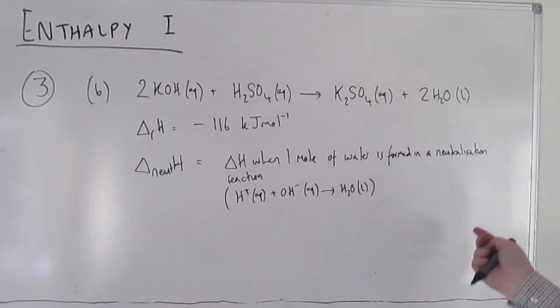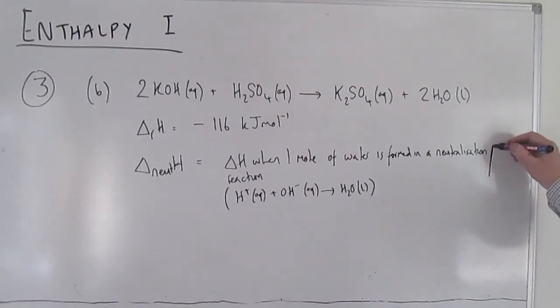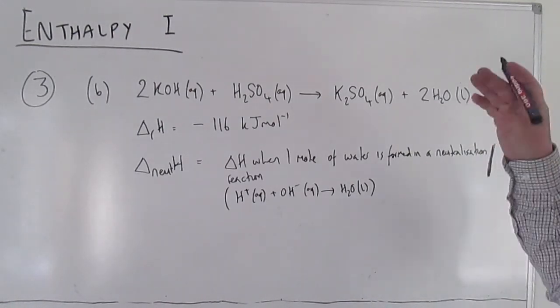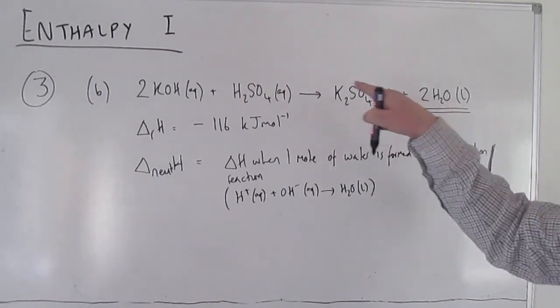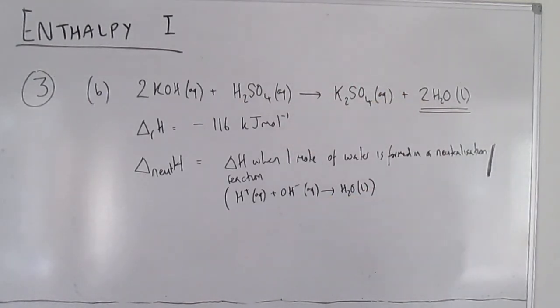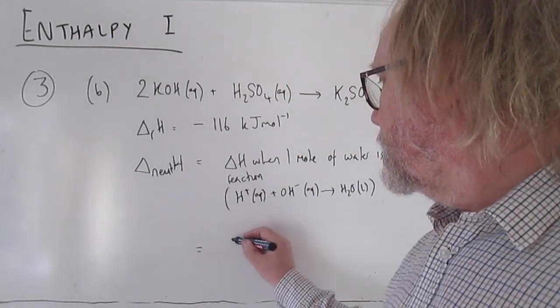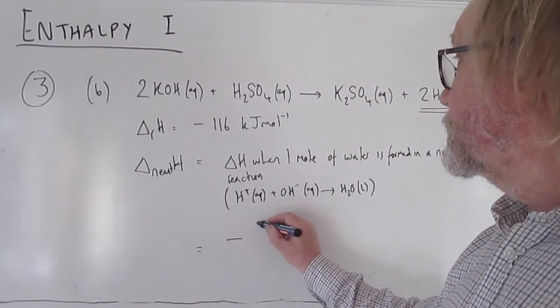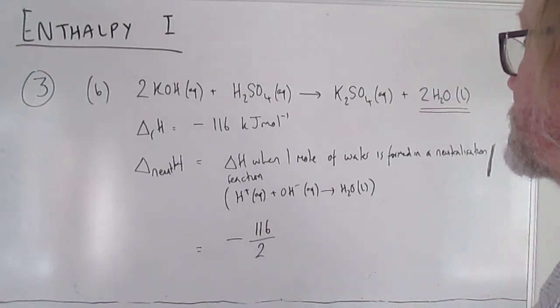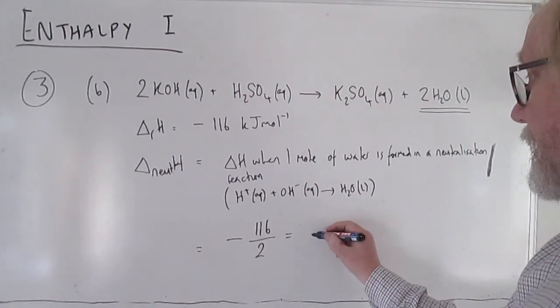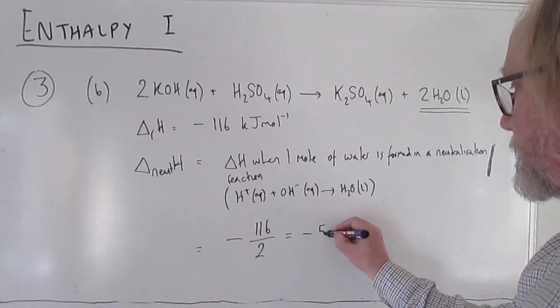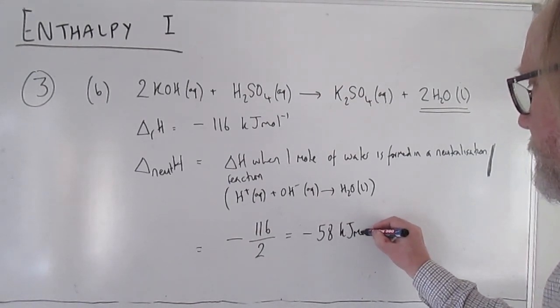But if you do it per mole of water formed, that's effectively the same as doing it per mole of H plus reacting, and therefore you're comparing like with like. That's the sort of background to it. But in the end, you just have to learn that definition. So in this context, the point is that 2 moles of water are formed in that reaction. So when 2 moles are formed, you get minus 116 kilojoules per mole. So in this case, the delta H when 1 mole of water is formed is minus 116 divided by 2, because we only want half as much water to be formed, so half as much acid and alkali to react, which is minus 58 kilojoules per mole.